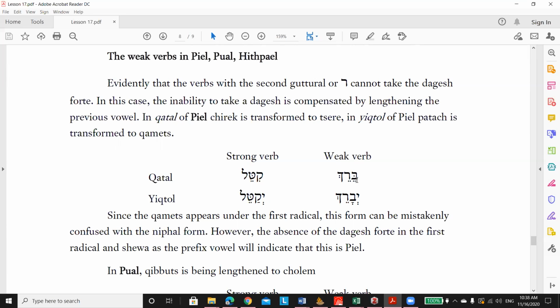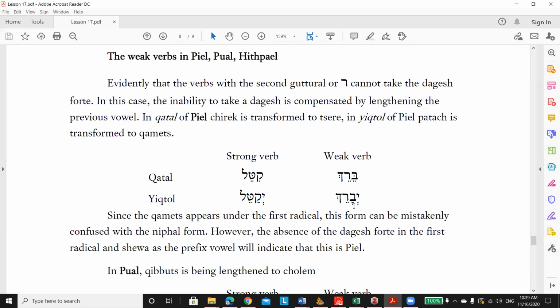The compensating lengthening of the first vowel takes place, and instead of hirek, we have here tzere: berech. Berech is to bless, or he blessed. The same happens in yiktol, but in this case, the compensating lengthening happens with the vowel patach, and patach is lengthened to kametz: yevarech, yevarech.